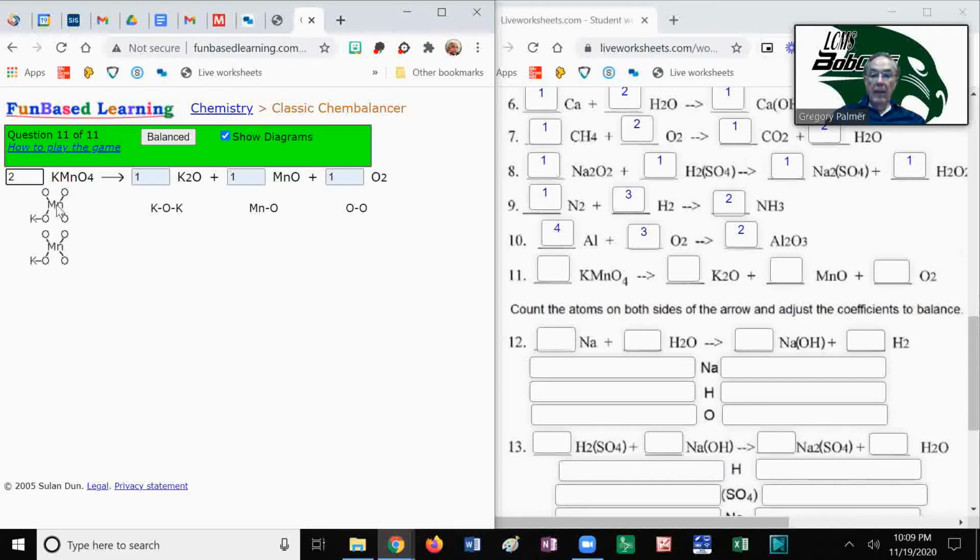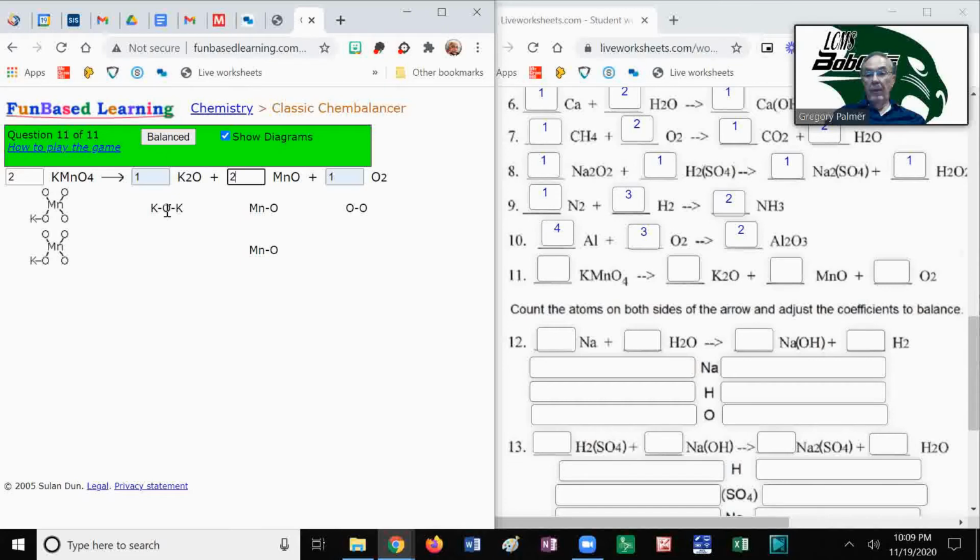And now I see I have 2 manganese over here. Now we have 1 manganese over here. So I need to bump this up to a 2. So then I have 2, 4 oxygens, and I have 2, 4 oxygens. And over here, I have a problem because I have 1 oxygen here and 2 here, a group of 2.